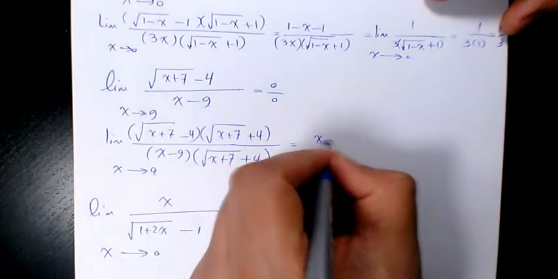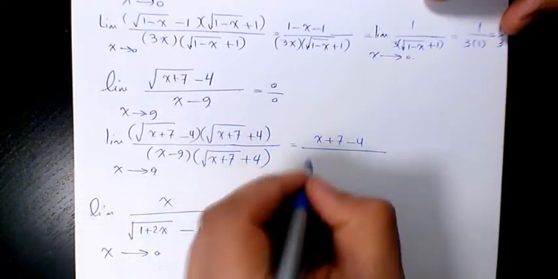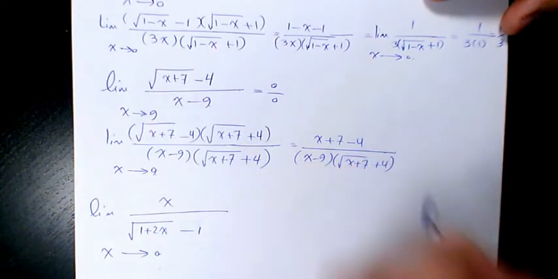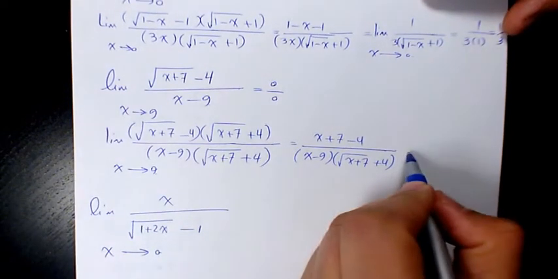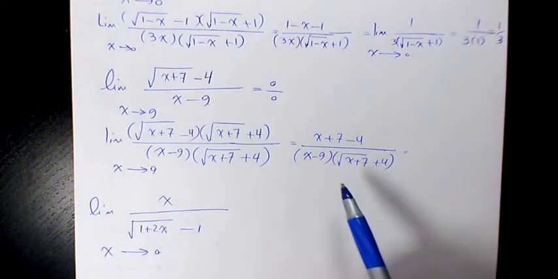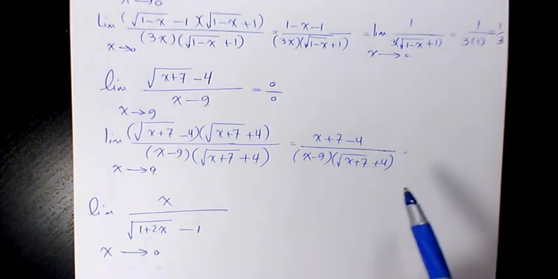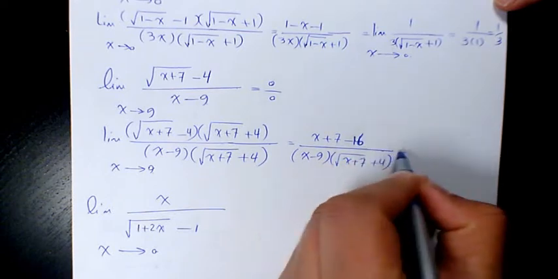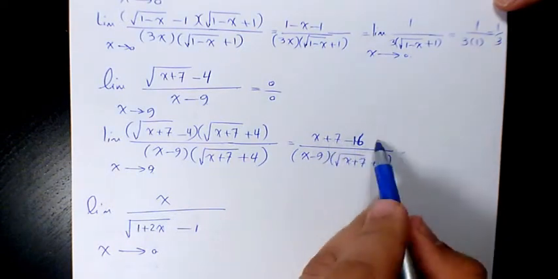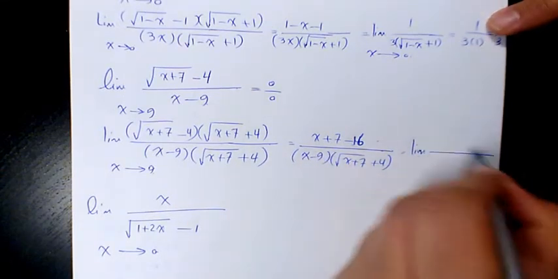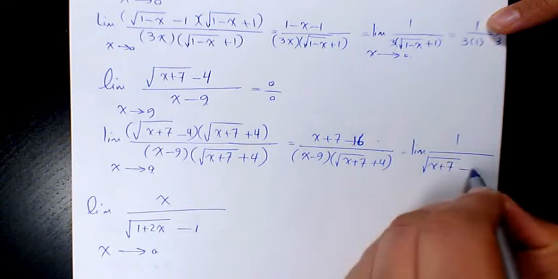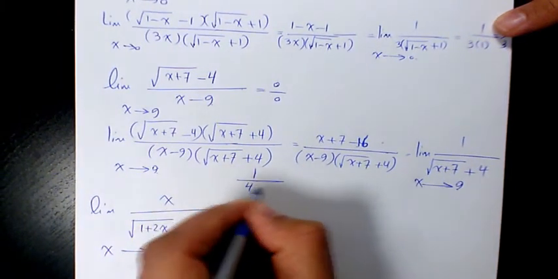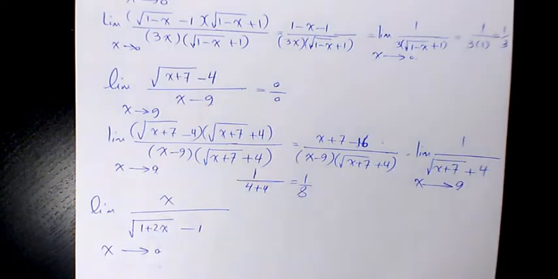So that's going to be x plus 7 minus 16, and here you have x minus 9 times square root of x plus 7 plus 4. So what we can do here, actually this one is 4 squared, so that's going to be 16, not 4. So that's going to make it x minus 9, then divided by x minus 9 is going to end up having limit of 1 over square root of x plus 7 plus 4 when x approaches 9. So it's going to be 1 over 4 plus 4, which will be 1 over 8.